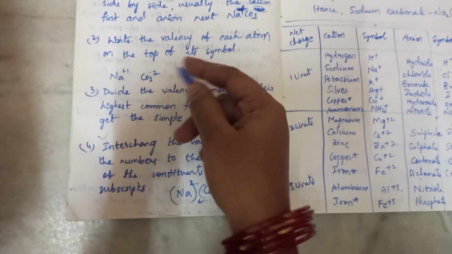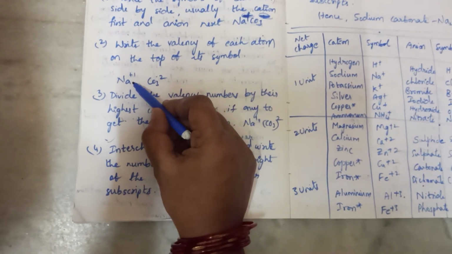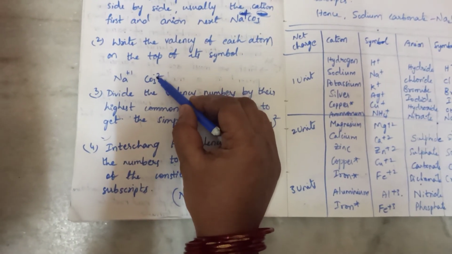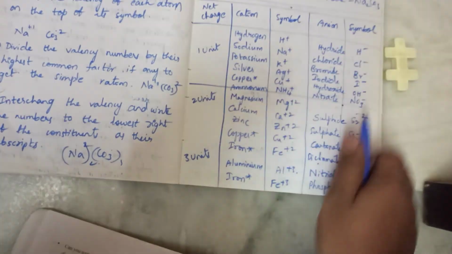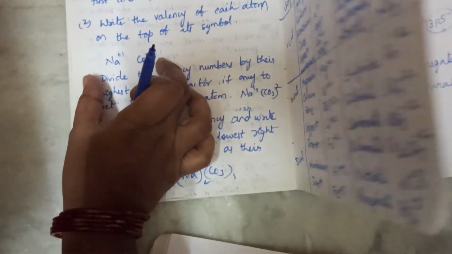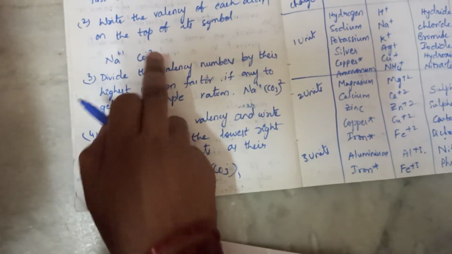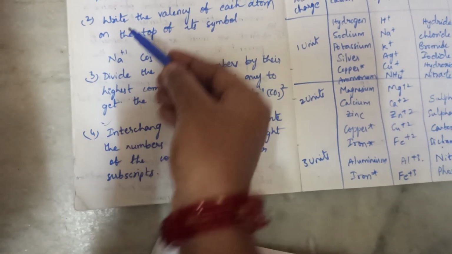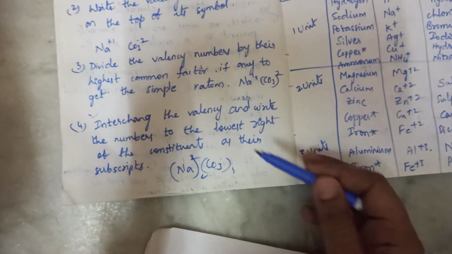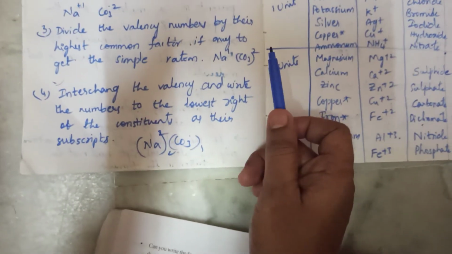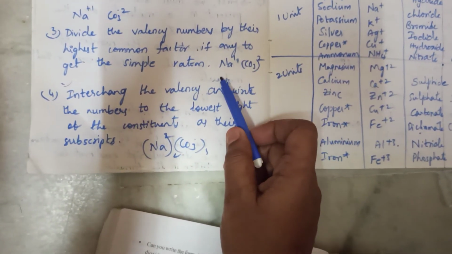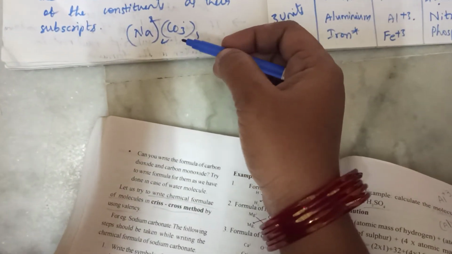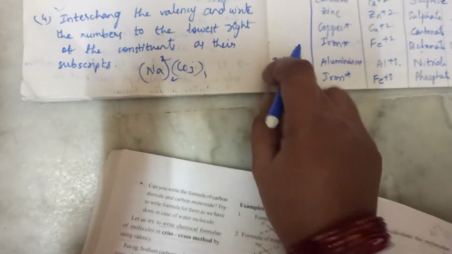Next, write the valency of each. Sodium valency +1, that we know. Then carbonate valency -2, that we get from this table. Then crisscross: interchanging, the 2 becomes the subscript of sodium and the 1 becomes the subscript of carbonate. Here I am crisscrossing, and we get Na2 CO3. Finally, we get the sodium carbonate formula like this.